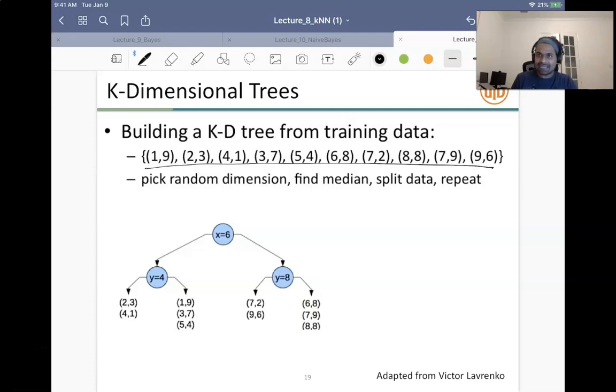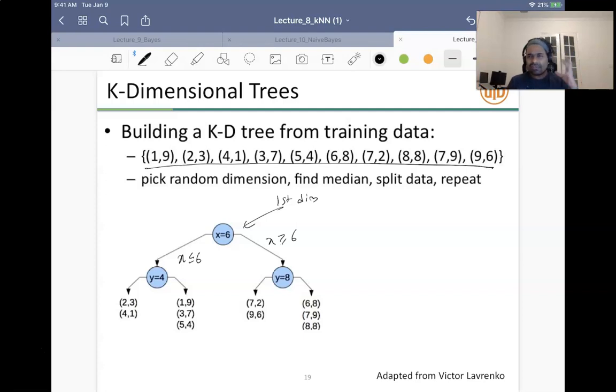Imagine I have this data set, just a simple two-dimensional data set. I pick first the first dimension, x, and then I compute the median on my training data set. I have these values 1, 2, 4, 3, 5, etc. It turns out that 6 is the median on my training data set, so I split on x equal to 6. This subtree is with x values less than or equal to 6, and this subtree is with x values greater than or equal to 6.